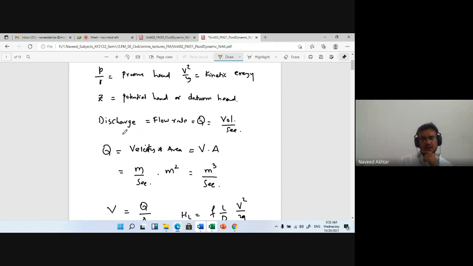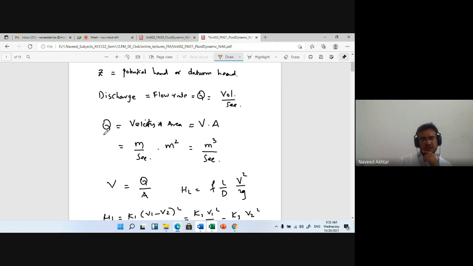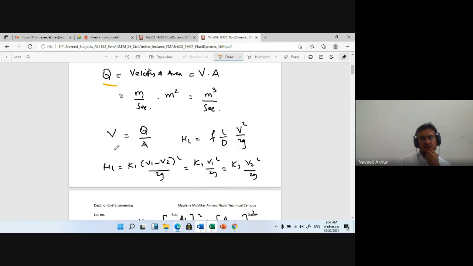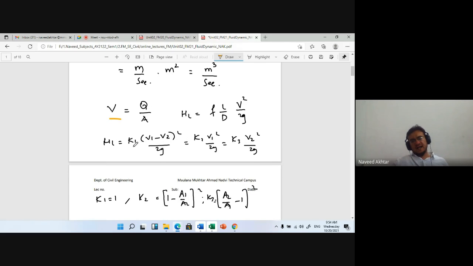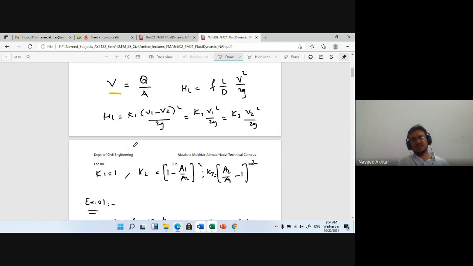Okay, then you know the discharge is nothing but velocity into area, and if you have to find out the velocity, then discharge upon area is nothing but velocity. And as per the different conditions, total energy line and hydraulic grade line values are given.